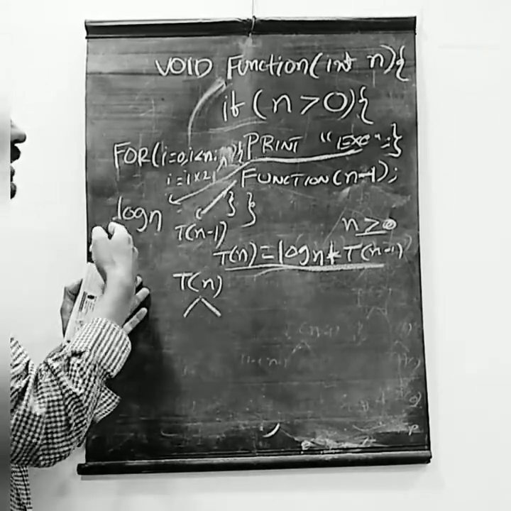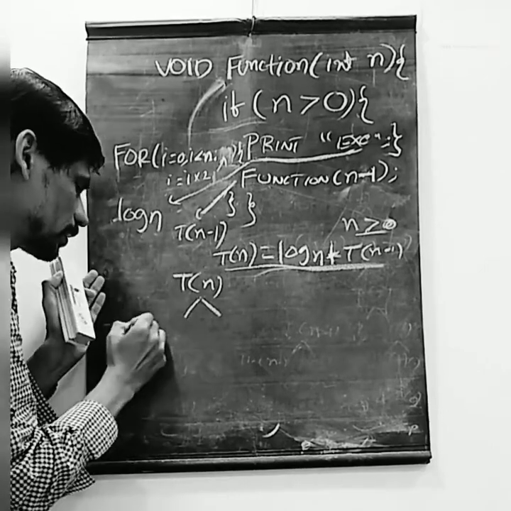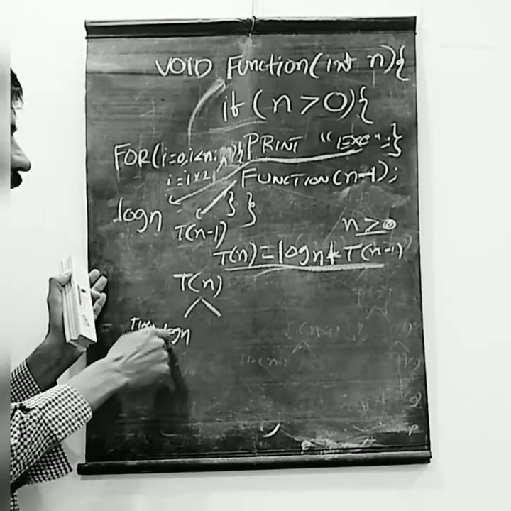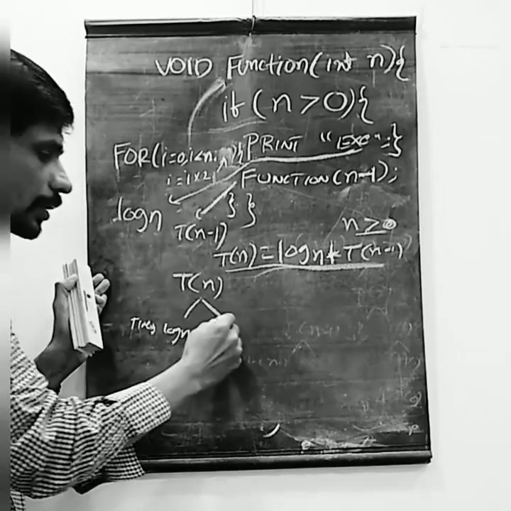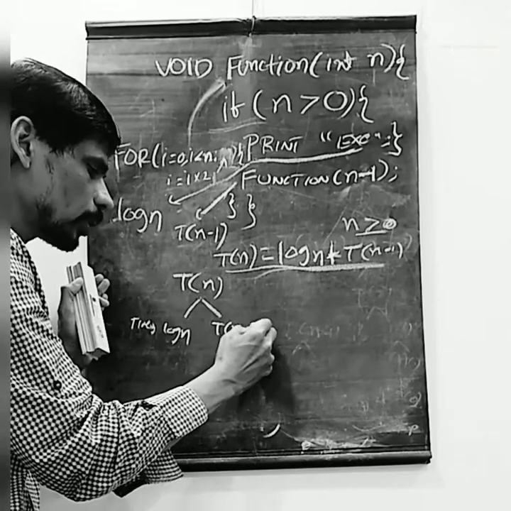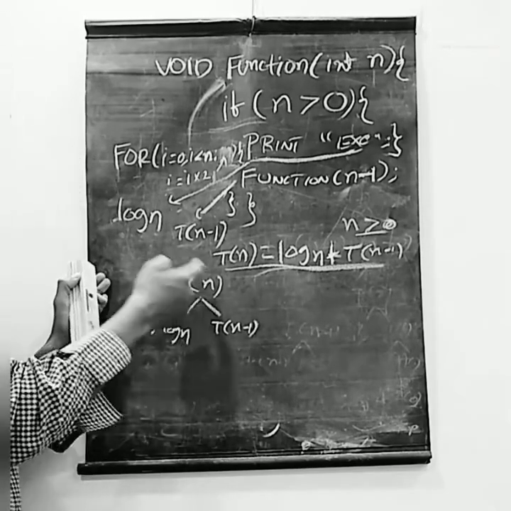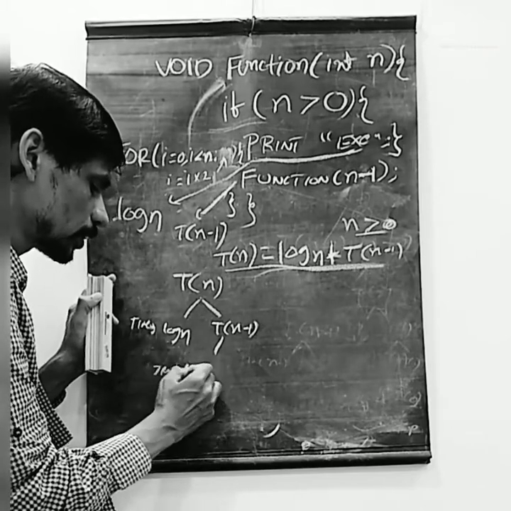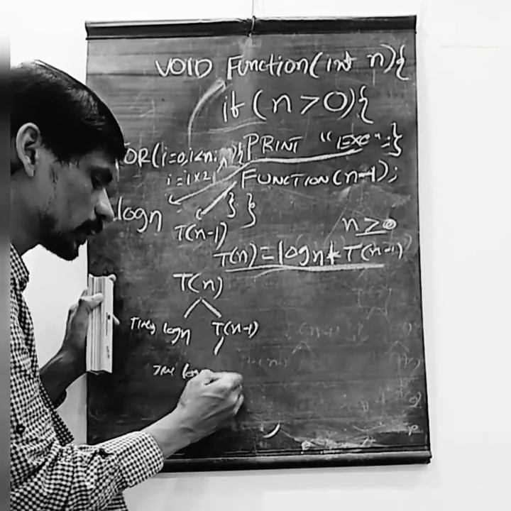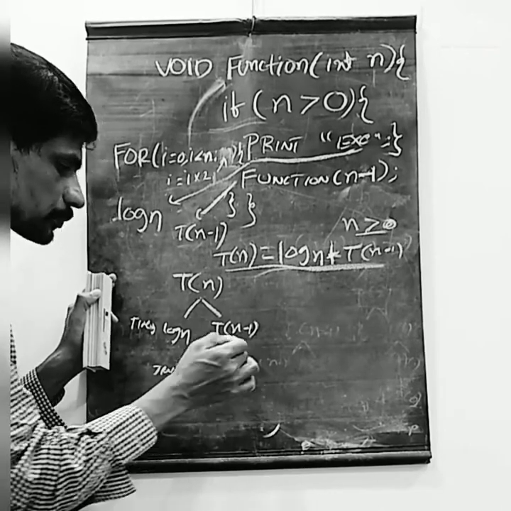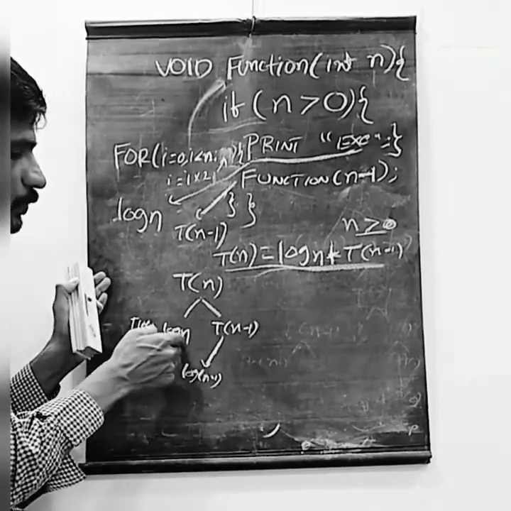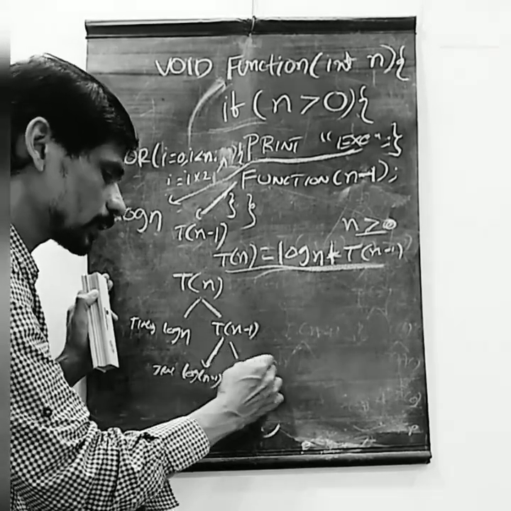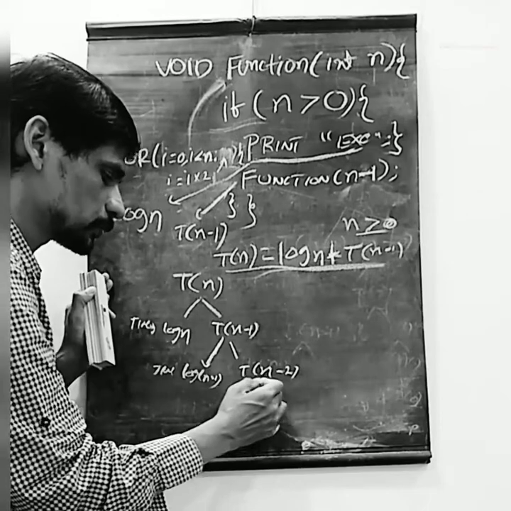What exactly am I doing? Log n times I am doing this. After that, I am calling myself again, and this time log n minus 1 times, right? Because now my n is n minus 1. So I simply replace n with n minus 1 here, and what will I do? T of n minus 2.